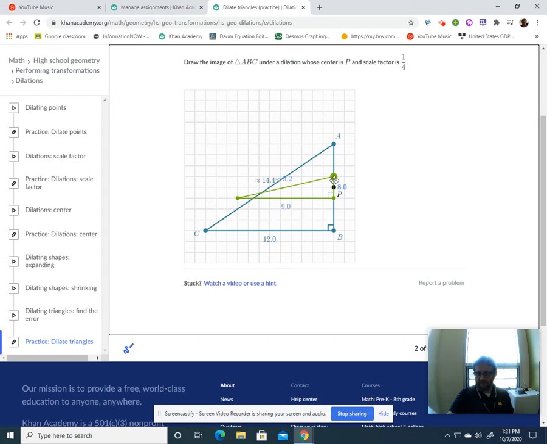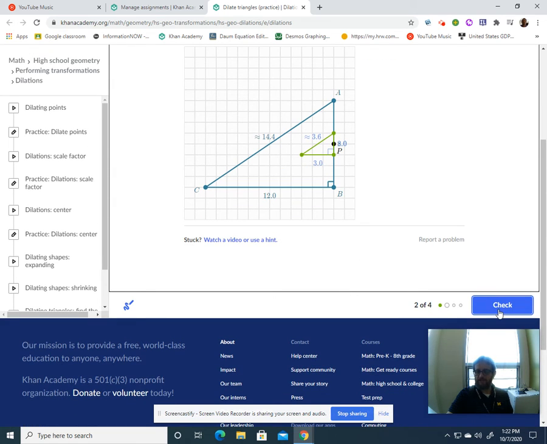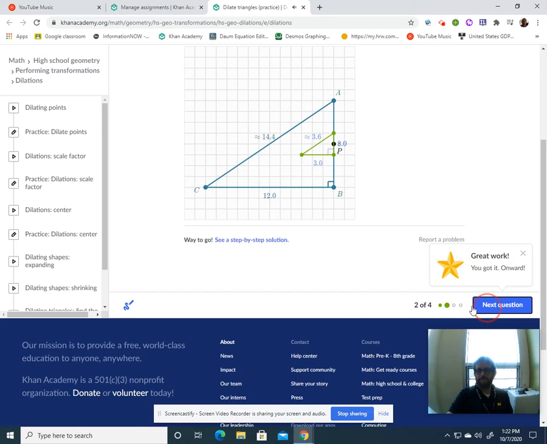Now point C is 4 down and 12 over. So I'm going to do 1 down and 3 over. Now, you should be able to look and see if your lengths are right, because you should be dividing by 4. So the original length of this was 12. I divided by 4, I got 3. The original length of this is about 14.4. If I divide that by 4, I get 3.6. And you can't see it, but there's a little 2 written underneath there. So I'm pretty certain I'm right. So let's check that. I am.